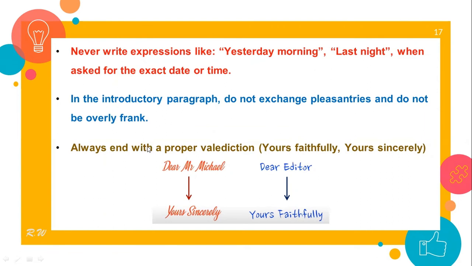Always end with the proper valediction, which means yours faithfully, yours sincerely, or maybe even yours truly. But remember one thing, if you know the name of the person, use yours sincerely. But if you do not know the name of the person, if it goes as dear editor, dear officer, dear principal, then you can use yours faithfully.